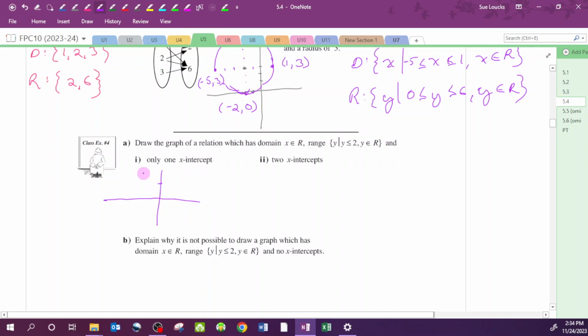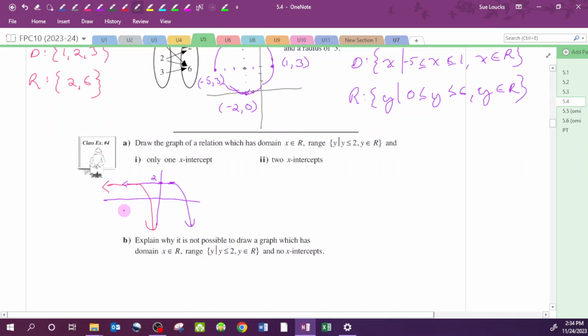So the simplest one would be a line that goes like this, and this point is +2 right there. This is 2 right here, and then it heads down and it goes like that. So that's the simplest version. But it could be over here. That has the same domain and range, right?